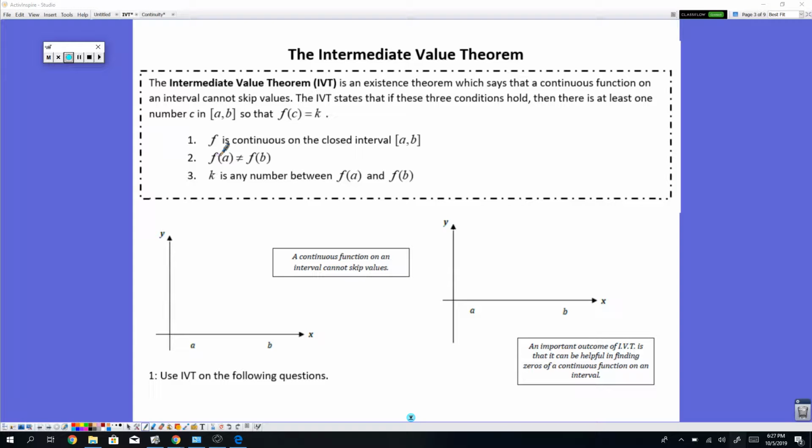Alright, we're going to go ahead and get started on the intermediate value theorem. The intermediate value theorem is an existence theorem which states that a continuous function on an interval cannot skip values.